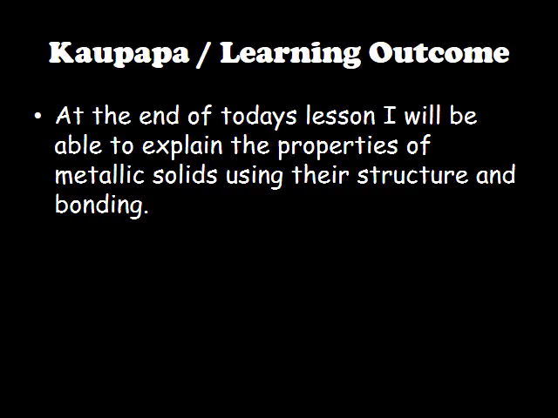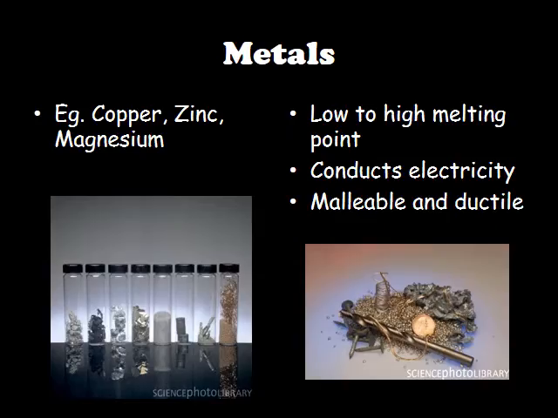So the next lesson is on metallic solids, finishing the types of bonding. We've already gone through ionic and covalent. So the learning outcome for this lesson is, by the end of the day you will be able to explain the properties of metallic solids using their structure and their bonding.